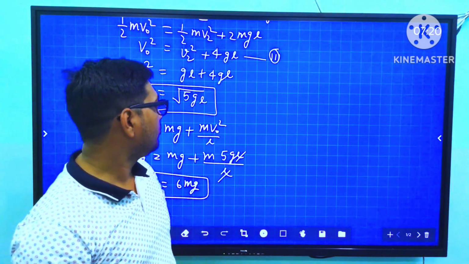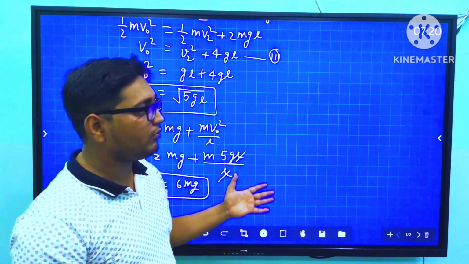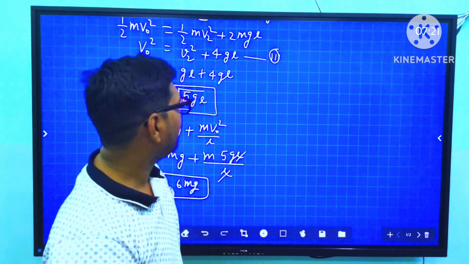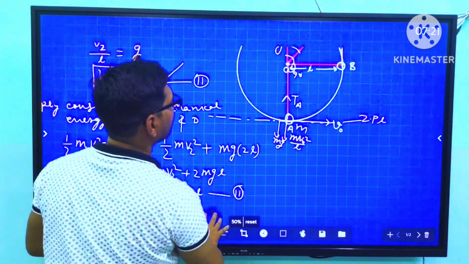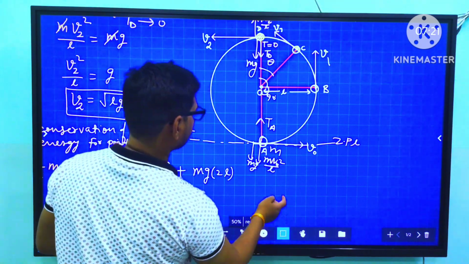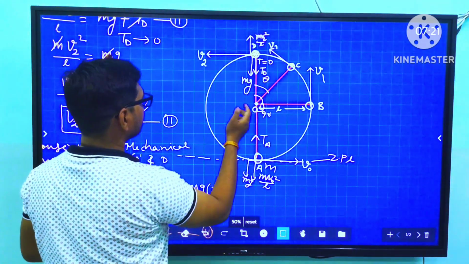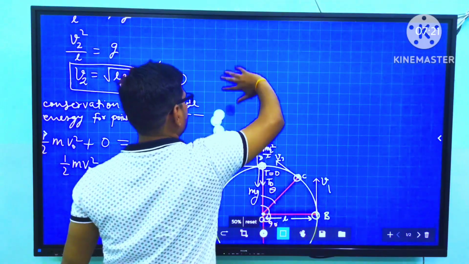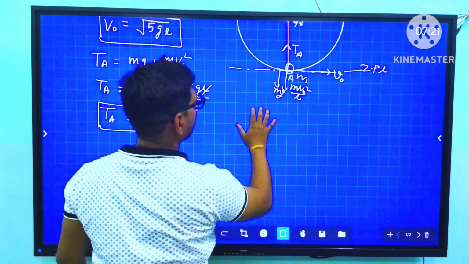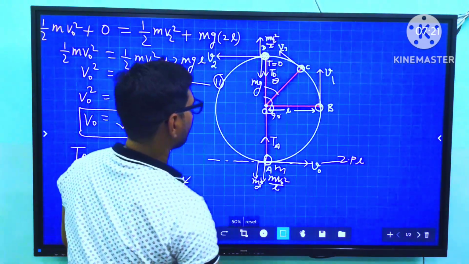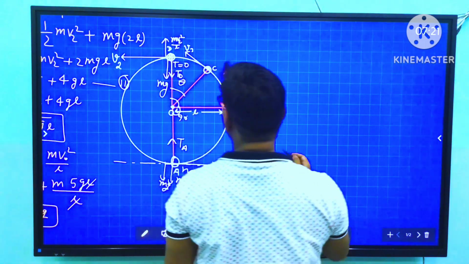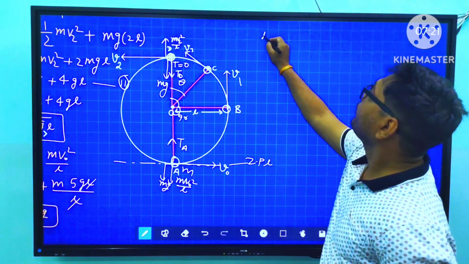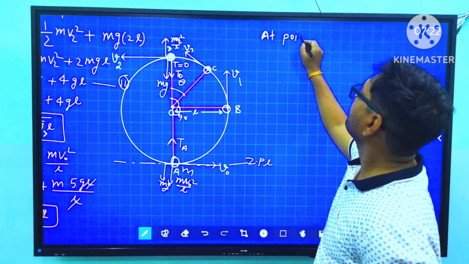Now by the same logic we will calculate the velocity and the tension in the string at other points of the circular path. For that we will again consider the diagram. Now we will consider the point B.